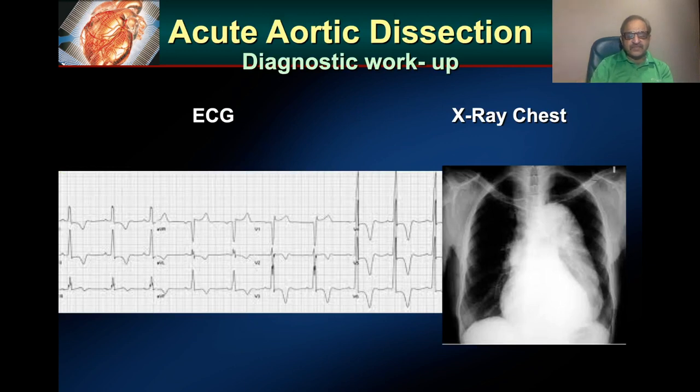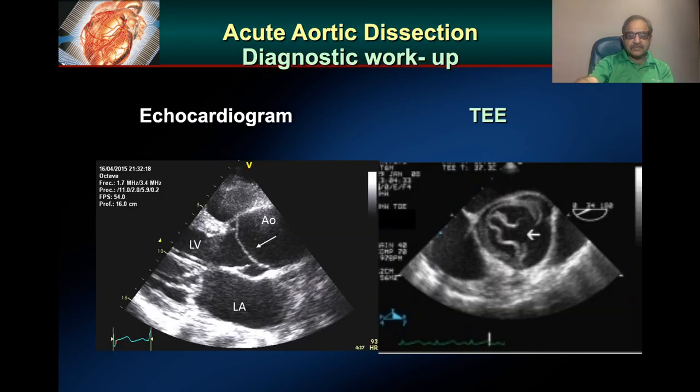ECG shows left ventricular hypertrophy and sinus tachycardia sometimes, and on chest X-ray you can see a dilated aorta in most of the cases. You can see nicely on the left side a dilated aorta in a case of aortic dissection. Echocardiogram shows nicely the dissection flap in the aorta, transthoracic or transesophageal echocardiogram. Both are very specific for the diagnosis of aortic dissection and picking up of the dissection flap.